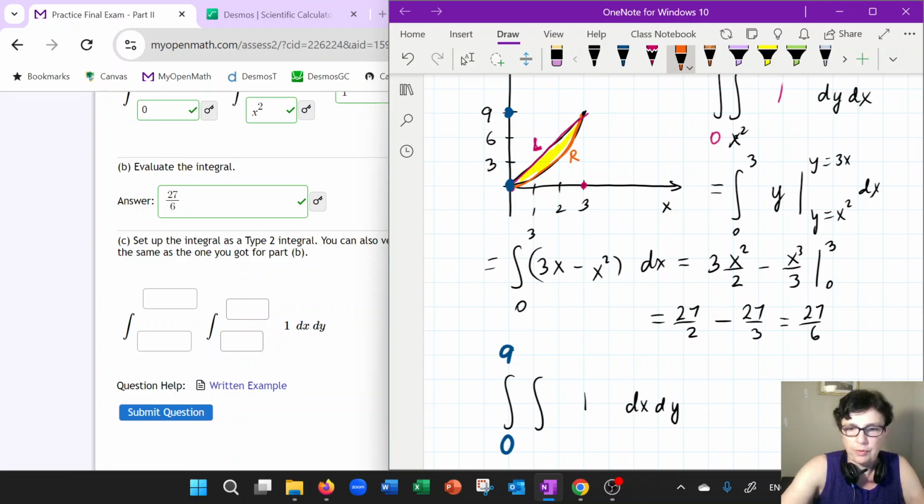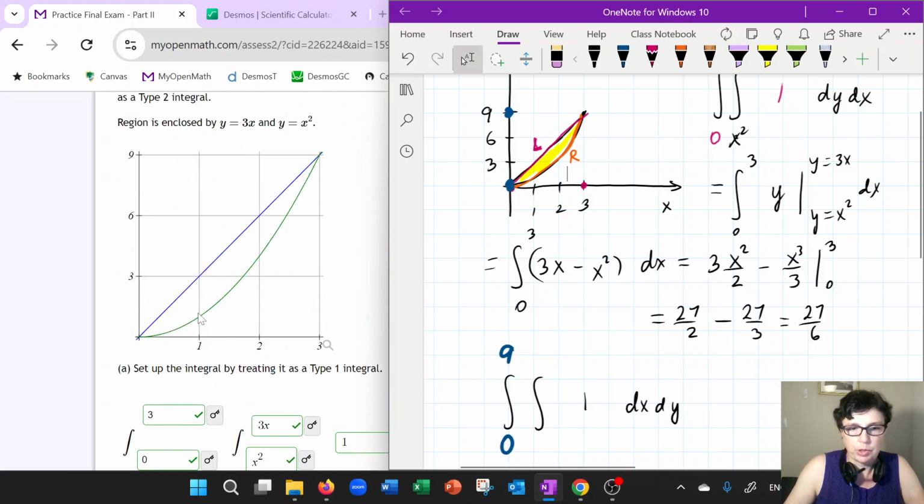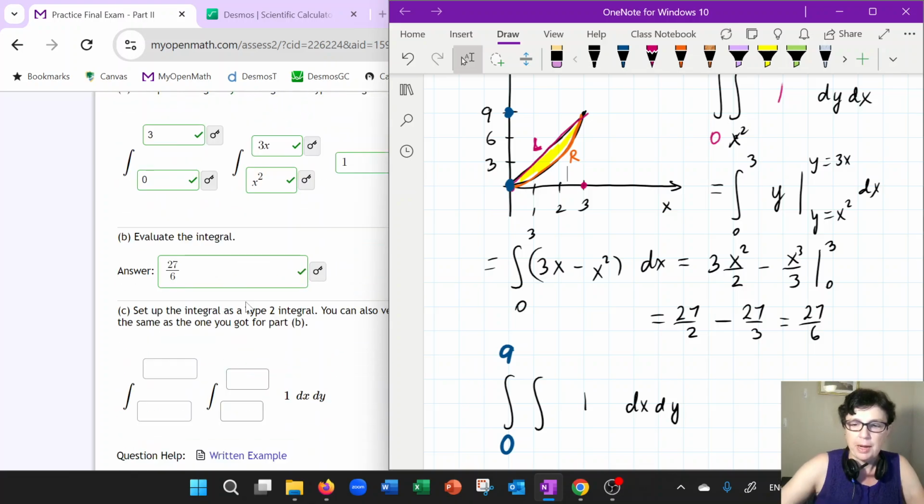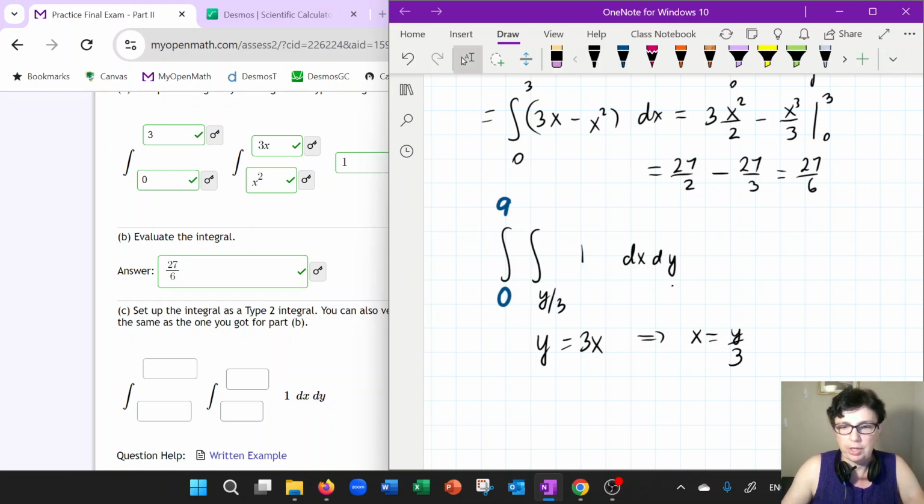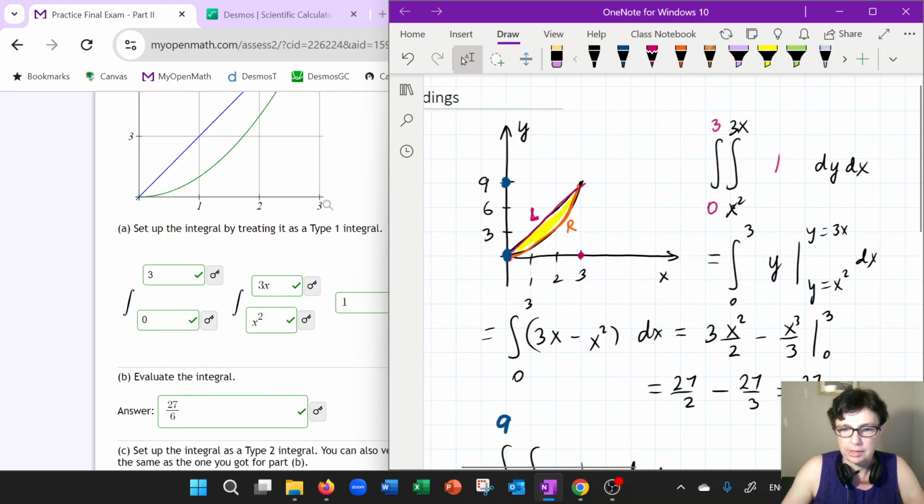Well, left curve was the line. What was the equation of the line? Well, the equation of the line was y equals 3x, right? But remember that the inside limits should always have the outside variables in them, right? So when you have y equals 3x, you should solve that for x. That gives you y divided by 3. That should be your left curve, right? So we can see that on the graph, that's y over 3.